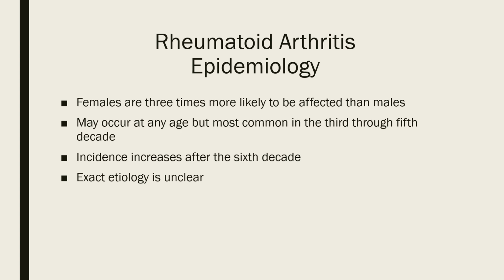So, moving on to rheumatoid arthritis. Females will be 3 times more likely to be affected than males. Rheumatoid arthritis can occur at any age, but it is most common in the third through the fifth decade. Incidence will increase after the sixth decade, and why this happens is unclear.